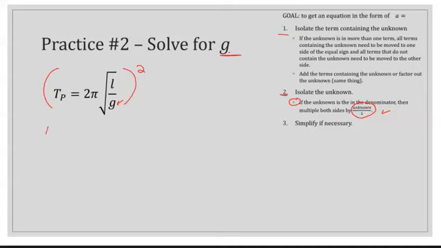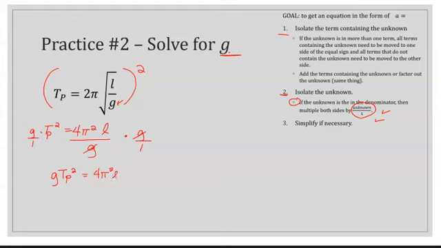So that means I'm going to have t sub p squared equals, and 2 squared is 4, pi squared. This whole thing is just going to become L over g. Now I can follow this step and I can multiply both sides by my unknown over 1. Here they cancel, and I have g t p squared is equal to 4 pi squared L.